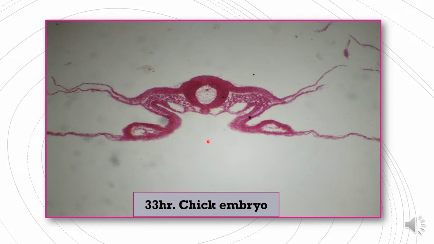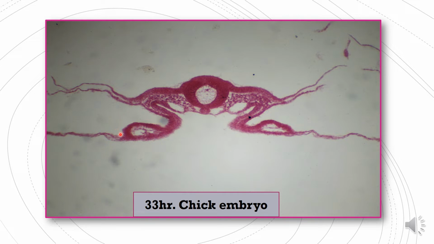The gut tube opening is connecting with the yolk sac cavity. This is the yolk sac cavity. The yolk sac cavity forms the roof of the gut tube after lateral folding. Also in these sections you can see anterior and posterior folding.